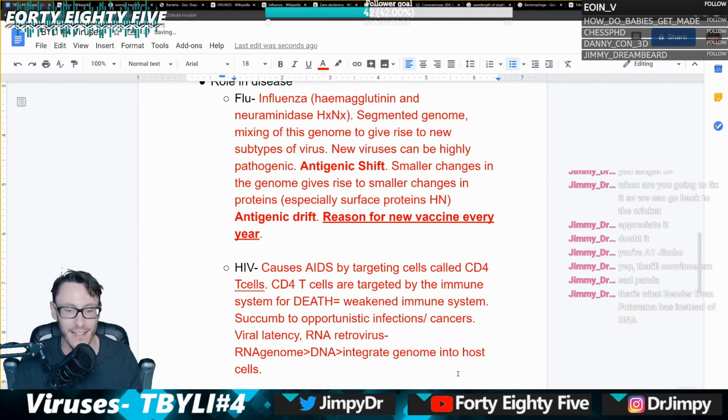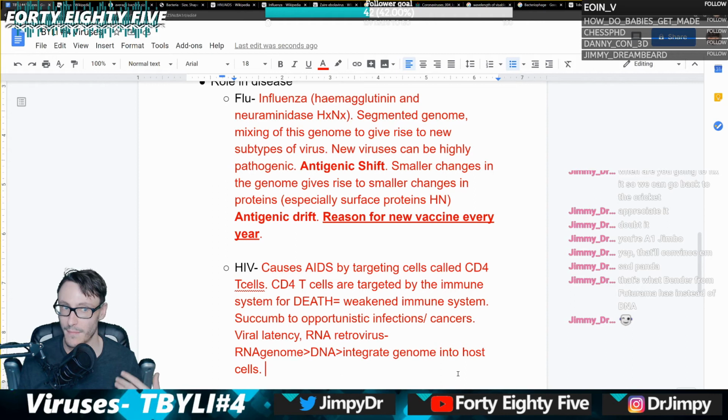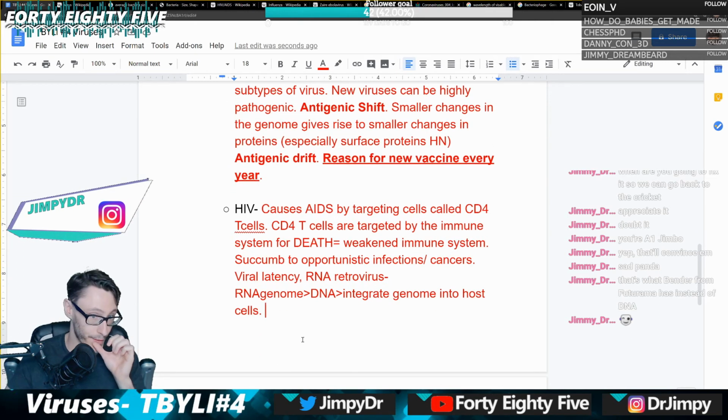Integrates into the host, so it integrates into the host cells. It can lay dormant in the host cells, not producing any viruses, but every time your cells divide, the viral DNA divides as well because it's in there. And then at some point, it may get activated to start producing virus particles. So that's the idea of a retrovirus.